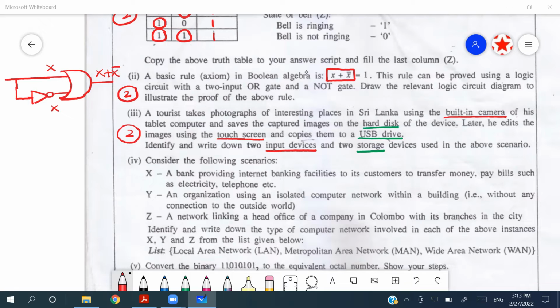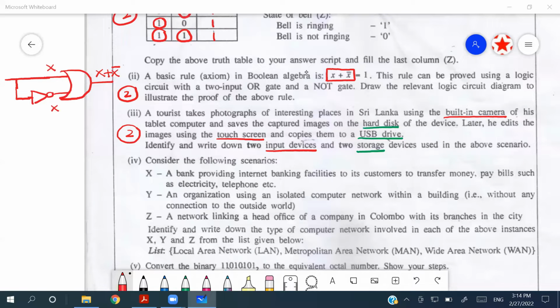Okay, the 4th part is saying, consider the following scenario. X, a bank providing internet banking facilities to its customers to transfer money, pay bills such as electricity, telephone, etc. And Y is an organization using an isolated computer network within a building, that is without any connection to the outside world. A network linking a head office of a company in Colombo with its branches in the city. So they are asking you to name these things as LAN, WAN, and MAN.